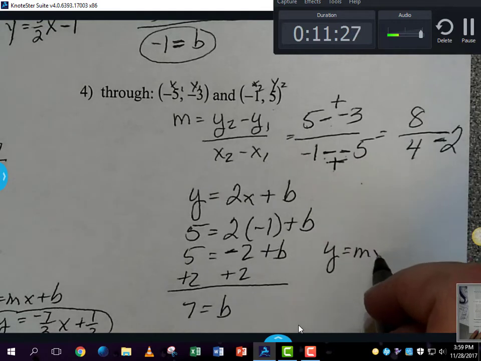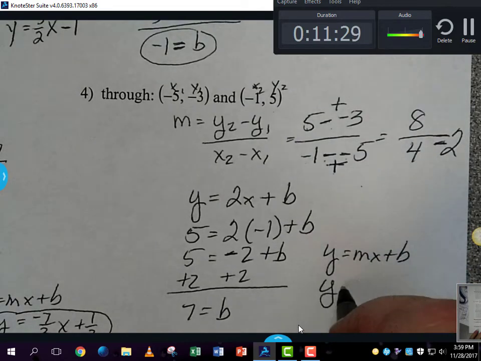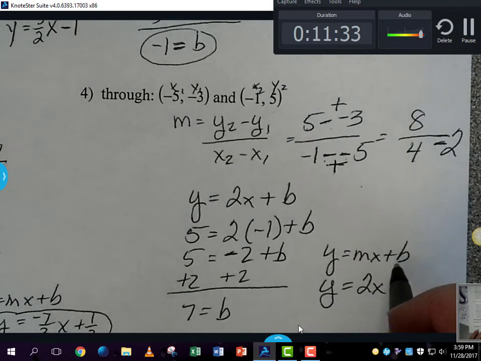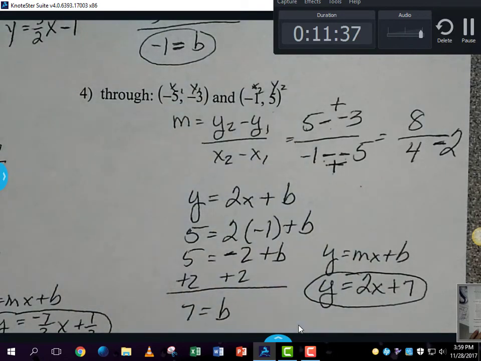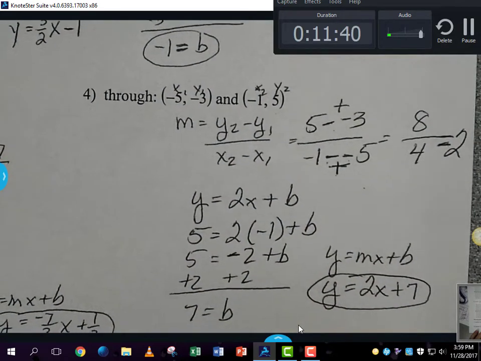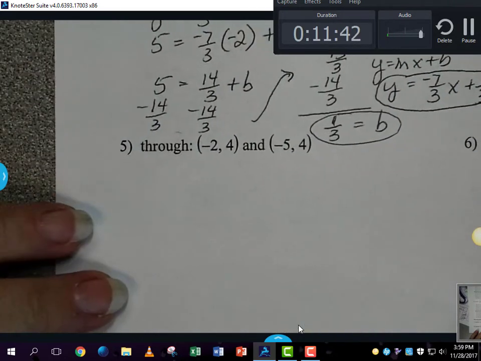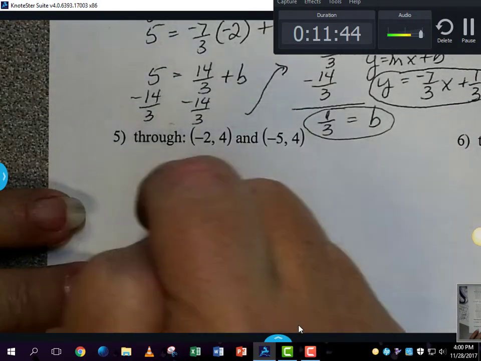Y equals mx plus b. Y equals, m was positive 2. So y equals 2x and b was positive 7. Okay? Okay, and then we just do it again.